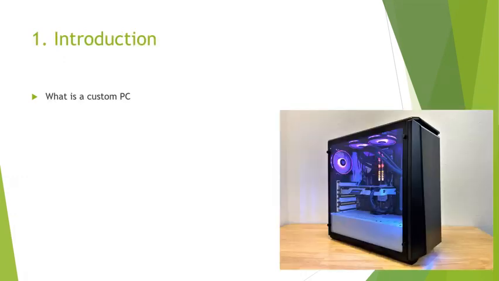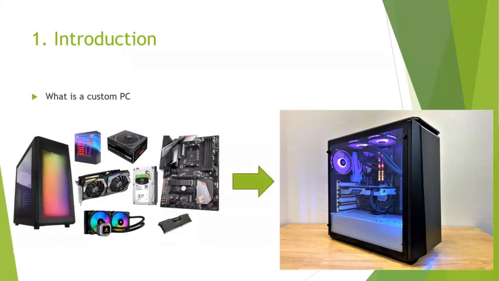Now we're going to start by introducing what a custom PC is. A custom PC in its finished state is exactly like any other PC. There's no difference. The only difference is that instead of the PC coming in one piece, a custom PC is bought in individual parts and assembled to form the PC. Here you can see all the computer parts that are being used to assemble this PC.